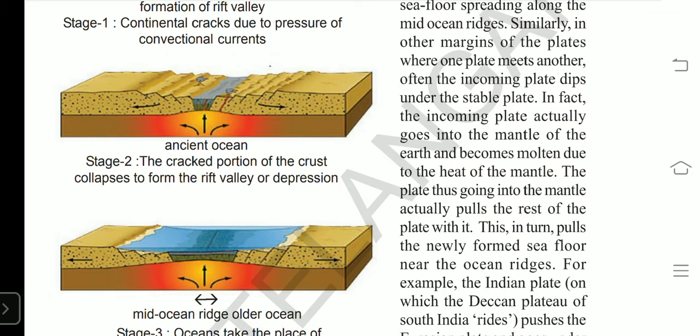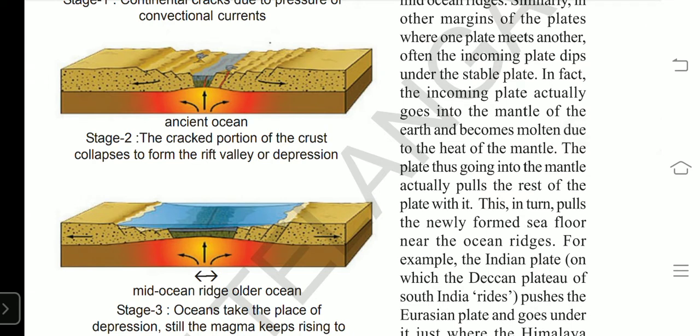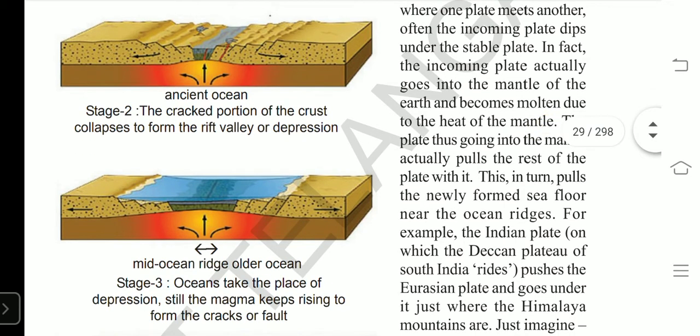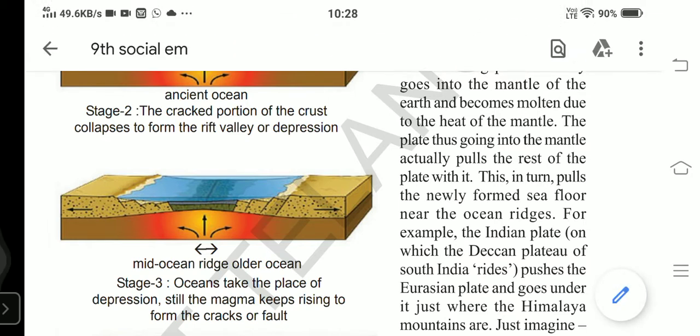It means that the plate which is dipped into the mantle, due to the high temperature, pulls the remaining part of the plate. So when this plate is pulled under the mantle, what do we see at the other edge of the plate? There will be expansion of the plate, right? And what is there above the plate? There is the crust part, right?